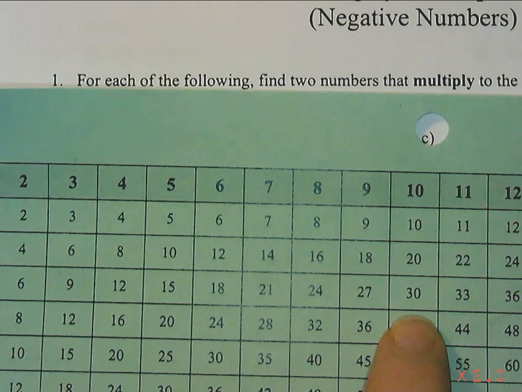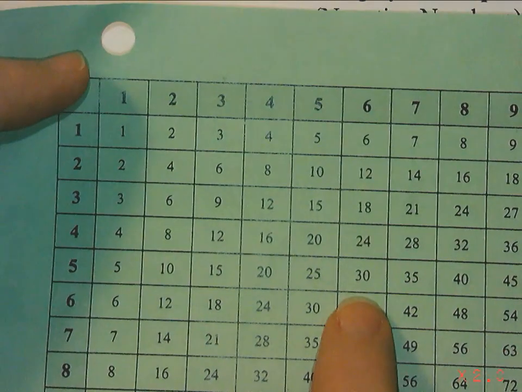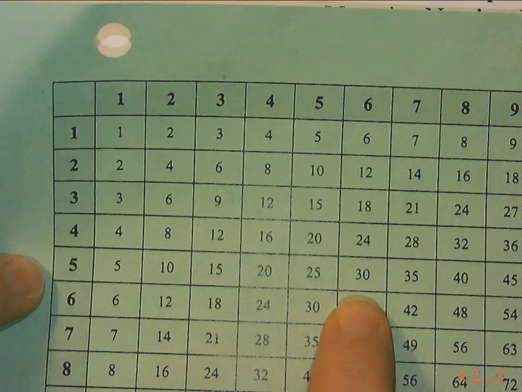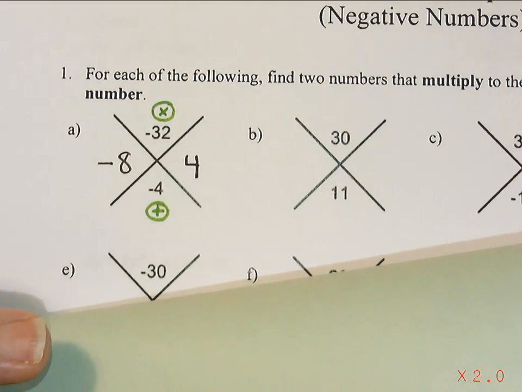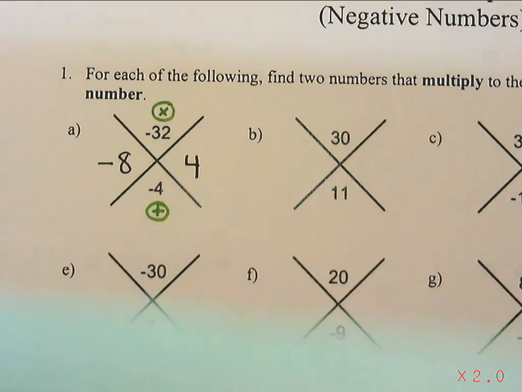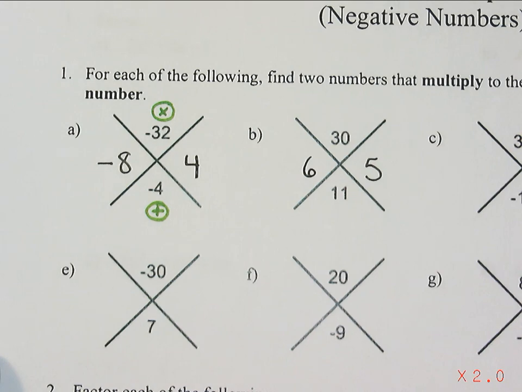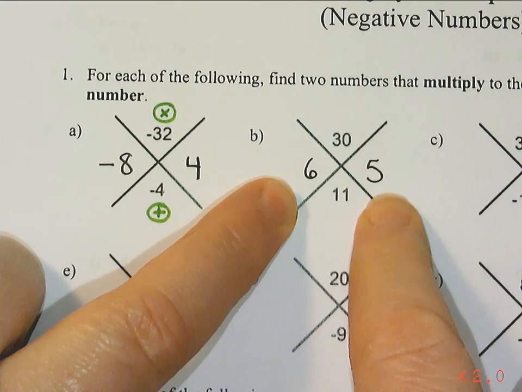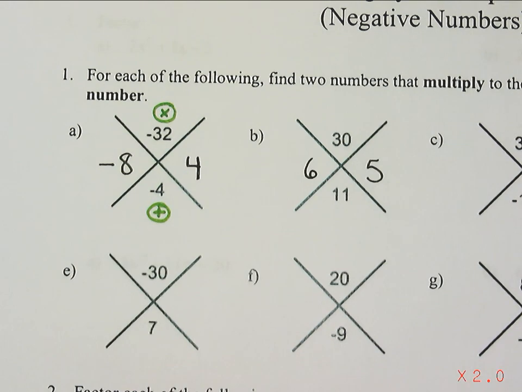Here's another one, 10 and 3. That would add to 13, subtract to 7. Nope, that's not what we're looking for. All right, let's try another one. I have 30, so 6 and 5. 6 plus 5 is 11. 6 take away 5 is 1. So 6 plus 5 is 11. That's the number we're looking for. So we're going to do 6 and 5. Since these are both positive, we're just adding. 6 plus 5 is 11, and then 6 times 5 makes 30.